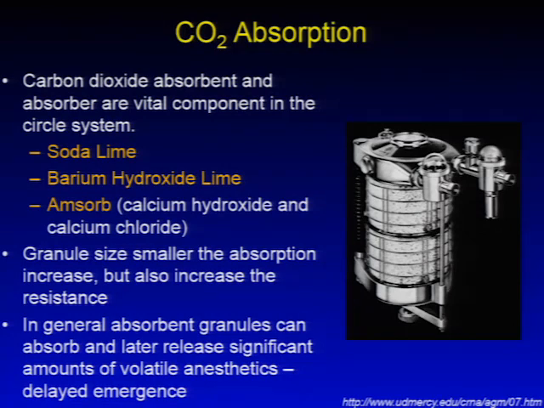And then there are three kinds of limes you have. One is soda lime, another is baralyme (barium hydroxide lime), and also a newer version of CO2 absorbent called Amsorb. Amsorb contains calcium hydroxide and also calcium chloride. The general principle of the soda limes is as follows. The smaller the granular size, the more the absorption increases, but the resistance also increases. In general, absorbent granules can absorb gases and later release a significant amount of volatile gases, which causes delayed emergence.